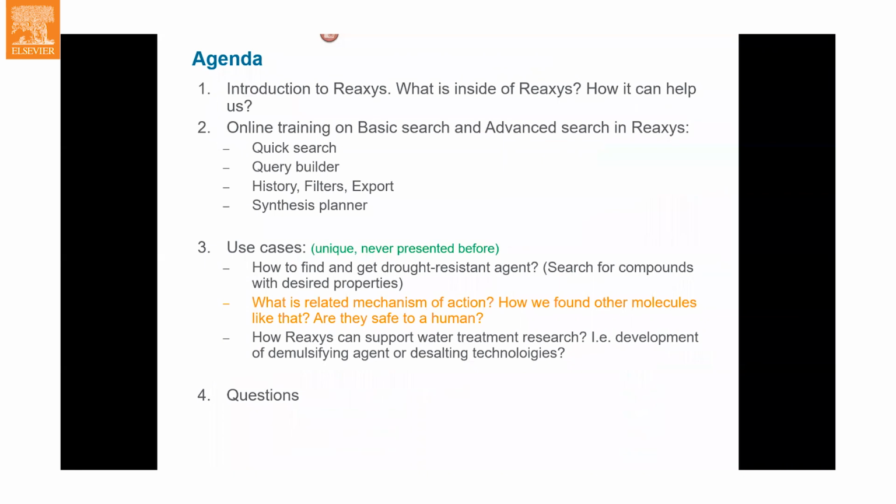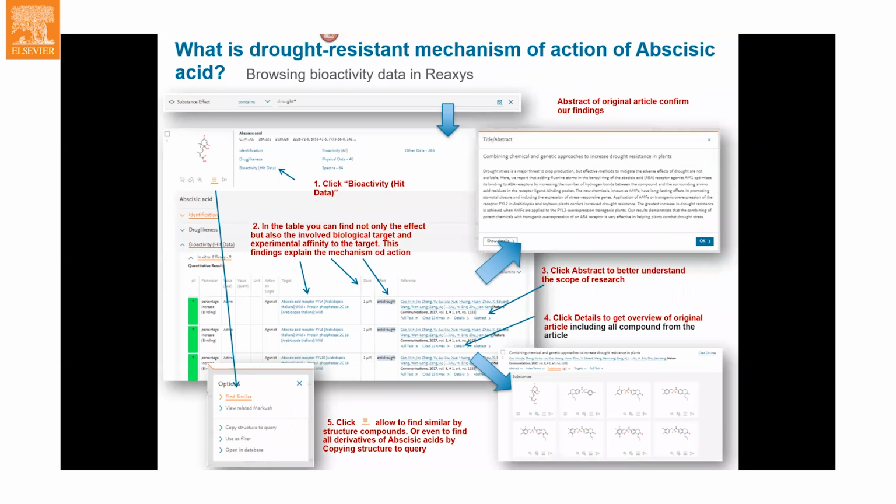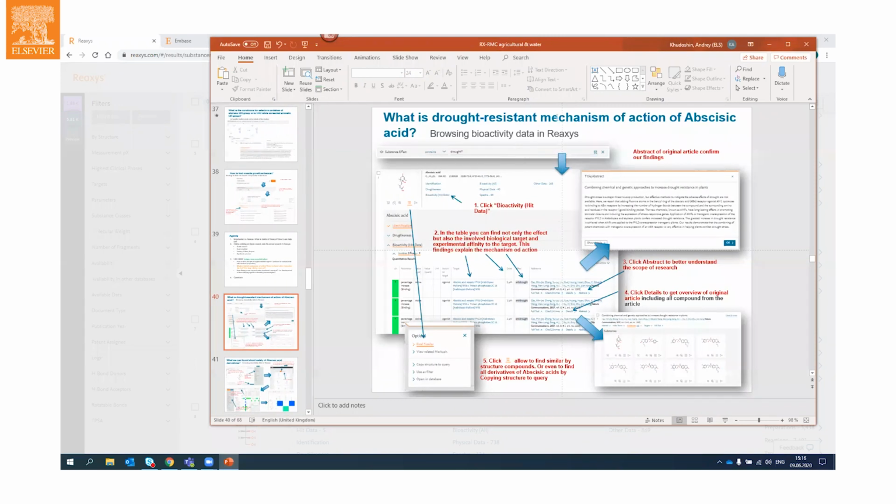What is another use case? Another use case is to find insights about the mechanism of action. So how can it be done? As you remember, we already did this substance effect search, something like a drought effect. And the idea is when you are browsing this data in the bioactivity hit data, you can see not only the effect and dose by itself, but also the target relevant to this effect.